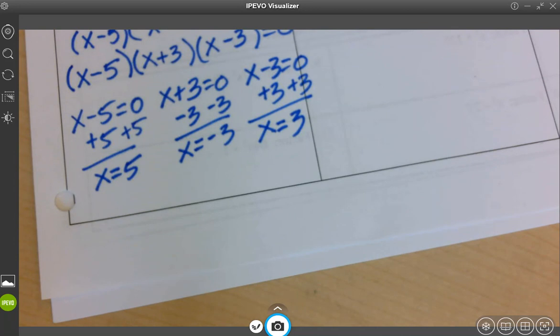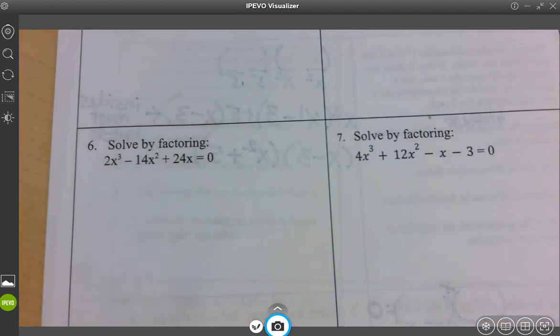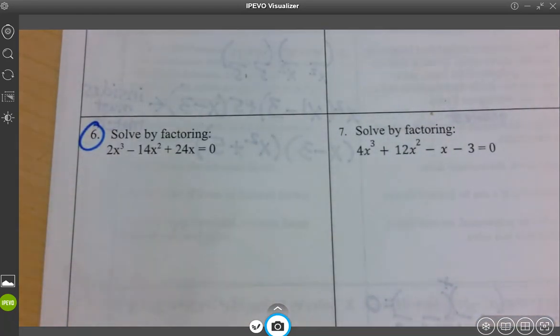Which one did I do before? I think I did number 6 last class. I think I'm going to do number 6. Yes. All right, number 6, does that look like the problems we just did?